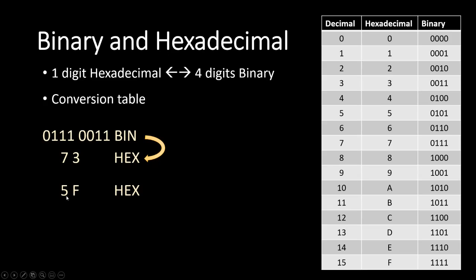Let's take another example for hexadecimal number. We have this number 5F and we want to convert it into binary. So by using the same formula, number 5 is 0101 and number F hexadecimal is 1111 binary. So you can easily do this conversion by using this table and memorize it, and you can easily convert any binary to hexadecimal and vice versa.